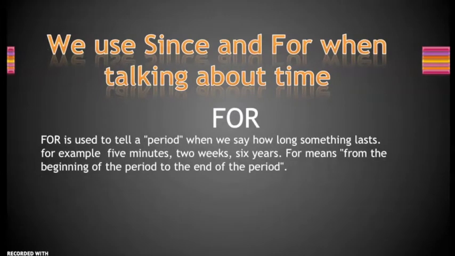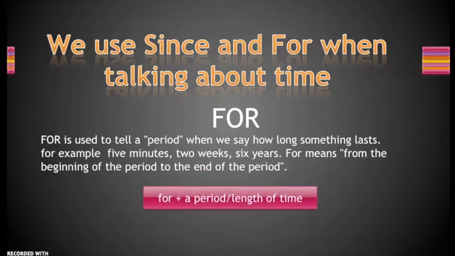Let's see how for is used. For is used to tell about a period of time, when we say how long something lasts. For example, 5 minutes, 2 weeks, 6 years, 10 years. So for is used to tell the amount of time something lasts. For plus a period of time is the perfect way of using for.